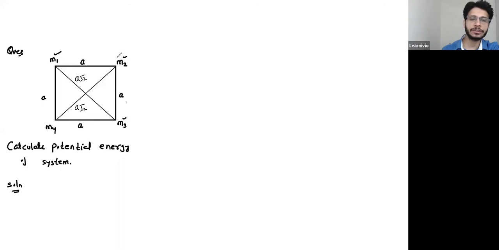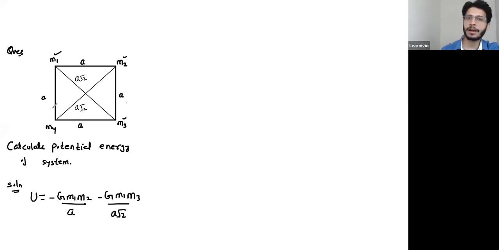The first interaction is between M1 and M2. The separation between M1 and M2 is A. So it's minus of G M1 M2 by A. Next, second interaction of M1. The second interaction of M1 is with M3. The separation between them is A root 2. So that's minus G M1 M3 over A root 2.